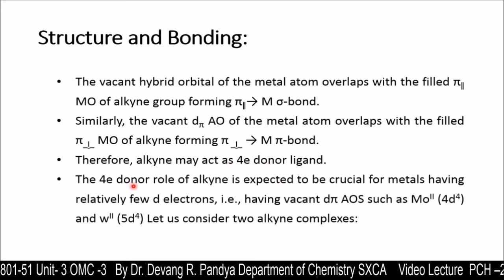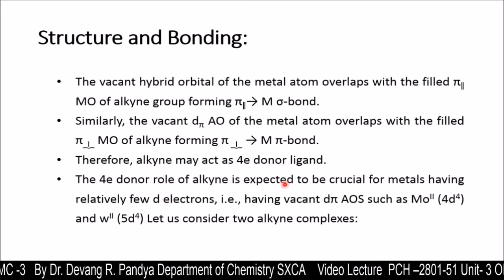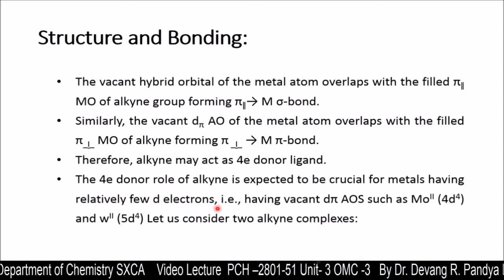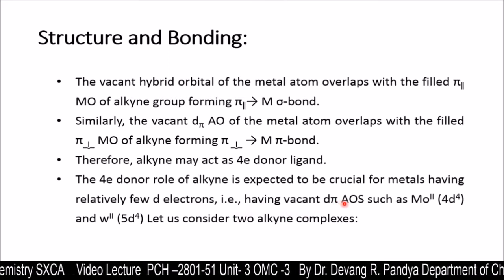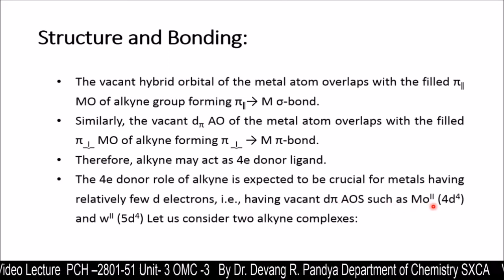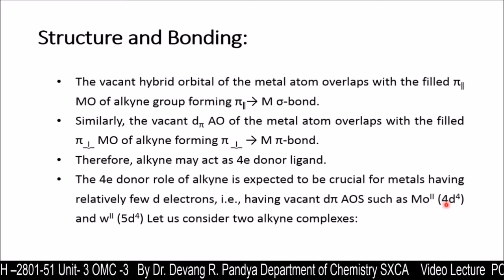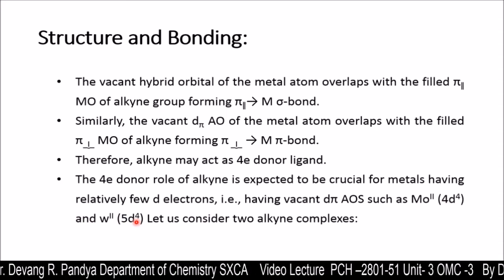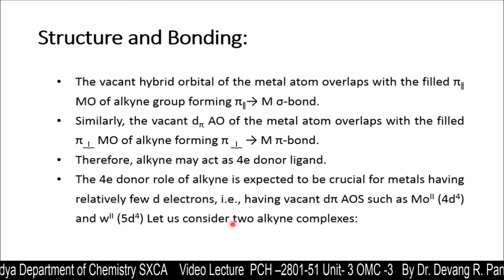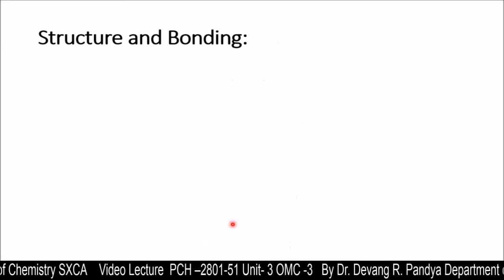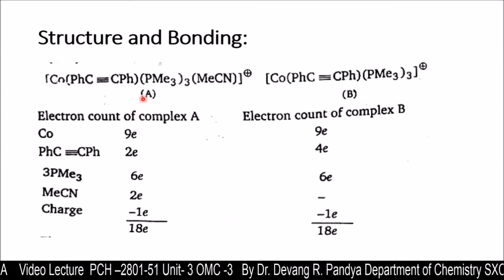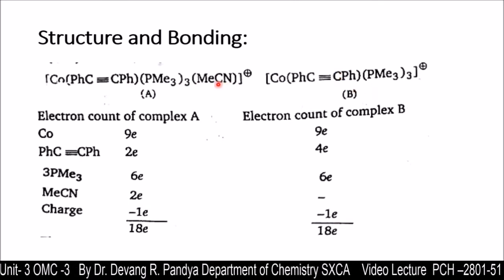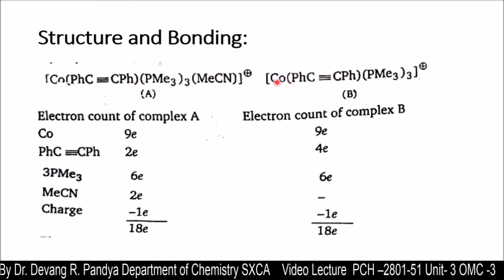The 4-electron donor role of alkyne is expected to be crucial for metals having relatively few d electrons, having vacant d pi atomic orbitals, such as molybdenum in the +2 oxidation state, 4d4, and tungsten, 5d4 configuration. Let us consider two alkyne complexes as well over here, where we have these two complexes, complex A and complex B, and we are going to compare the electron count in them.